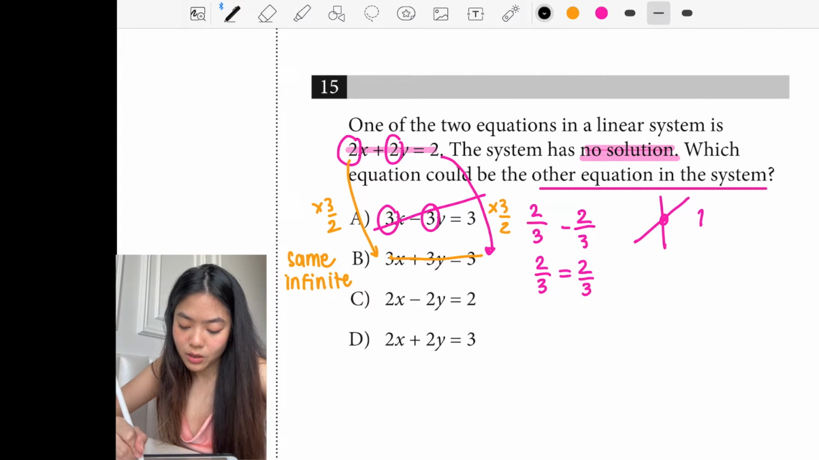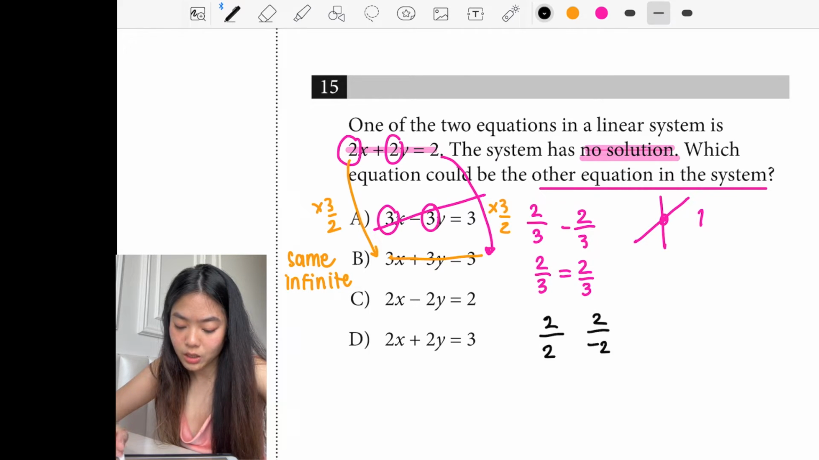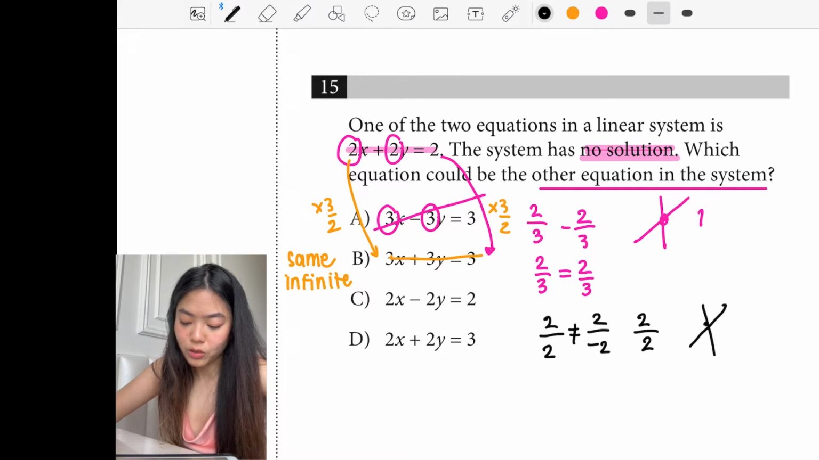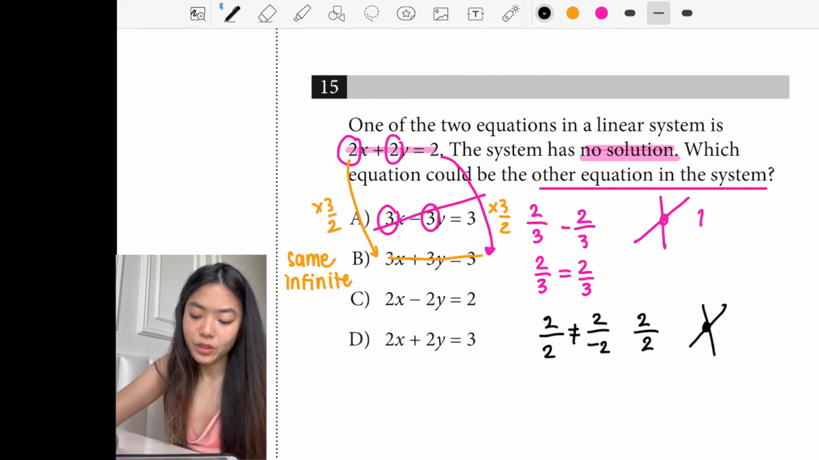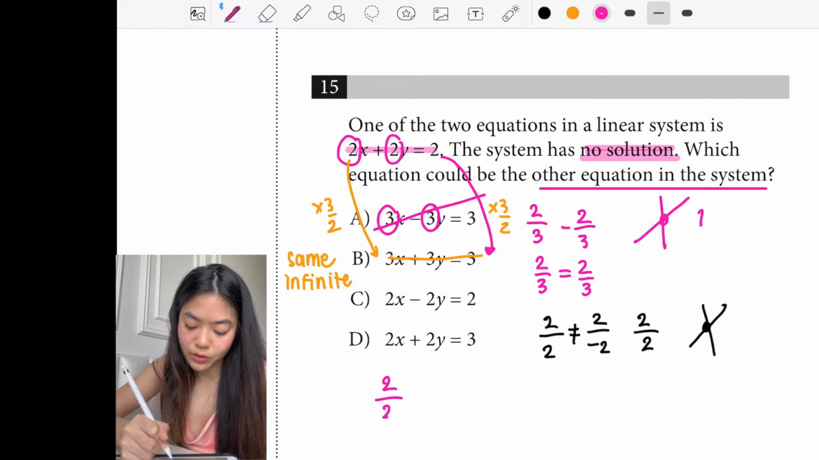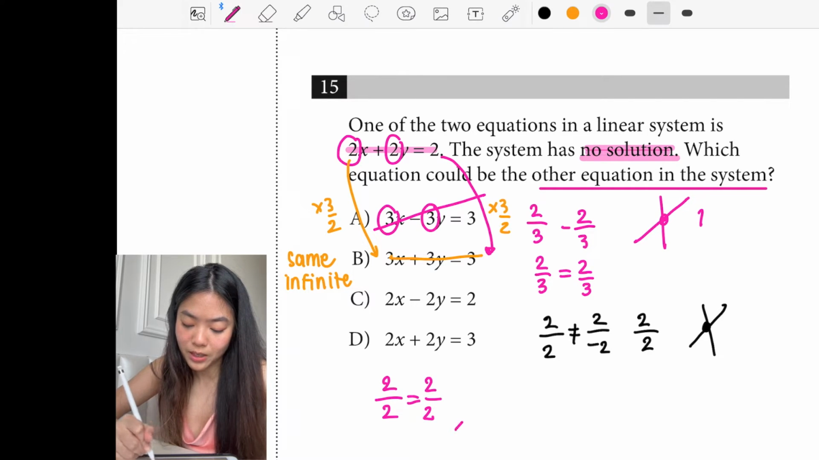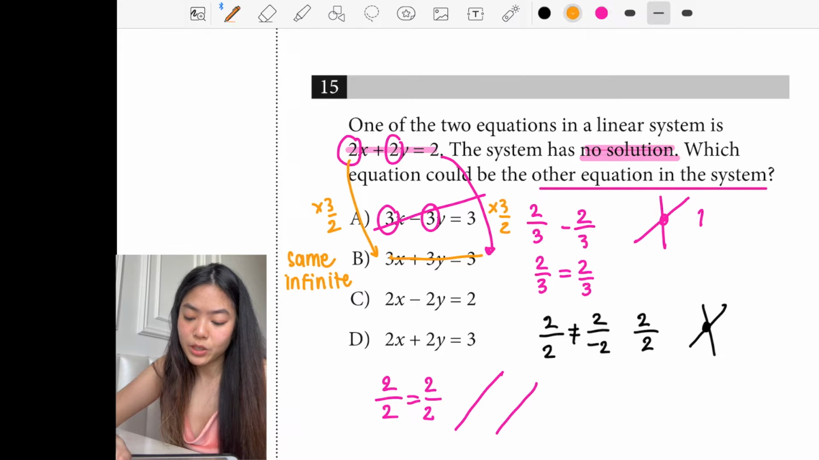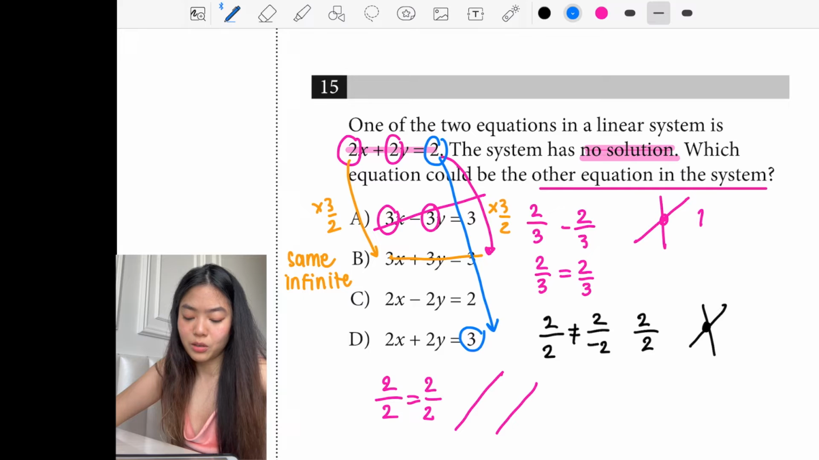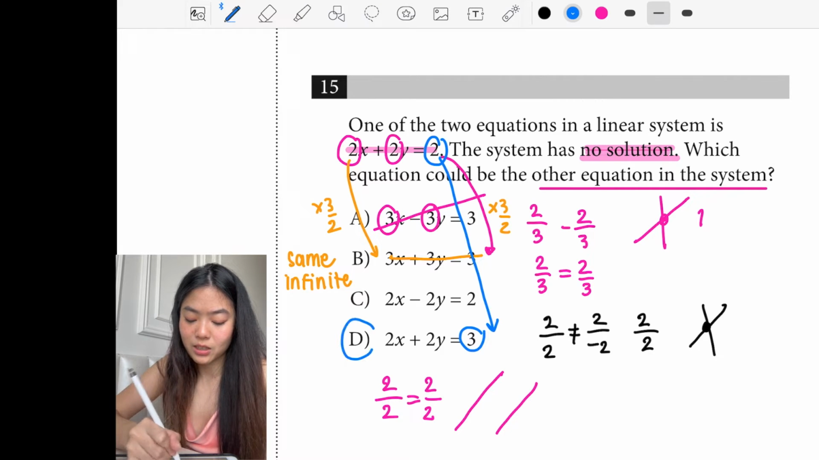What next? Question C, 2 over 2, 2 over negative 2, and then it's going to be 2 over 2. Okay, this one has a different gradient, so it's one intersection point. Then for D, you can do 2 over 2, 2 over 2. Oh, this one is parallel to each other. But if you take a look, this one is 2, but this one is 3. Okay, so this one is a different line, so it should be D.